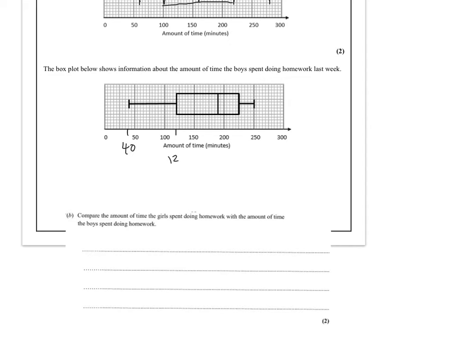The lower quartile is 120. The median is 190. Upper quartile is 225. And the highest is 250. Now the main things to do when comparing box plots are to compare the median and the interquartile range. Sometimes you can also include the range. This one's only 2 marks, so I'm just going to compare the median and the interquartile range.